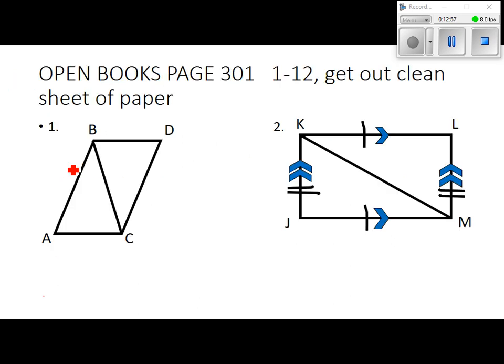Open up your books to page 301. We're going to do page 301 together, and you're going to turn it in. So if you're not writing it down, you're messing up because it's a free grade.